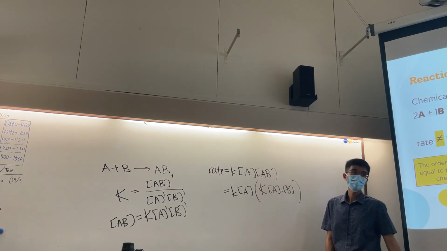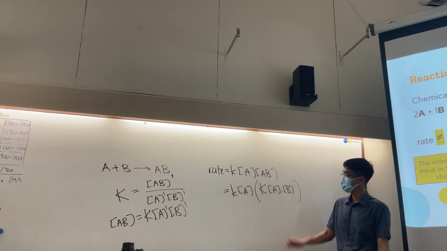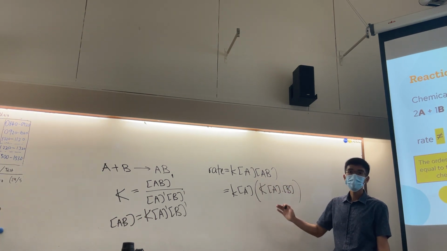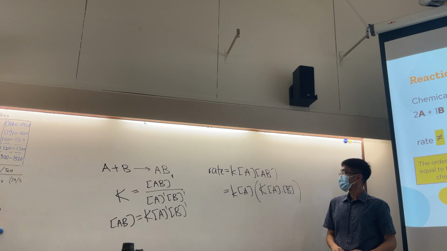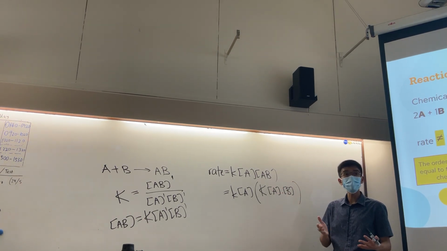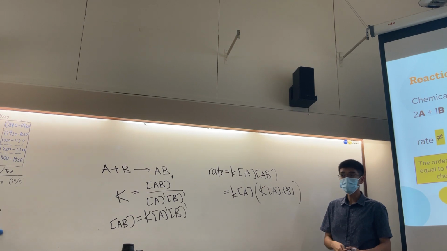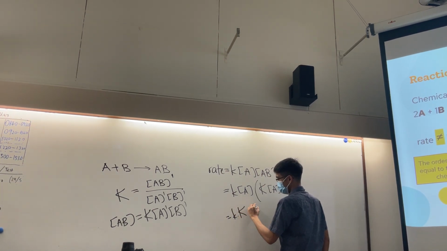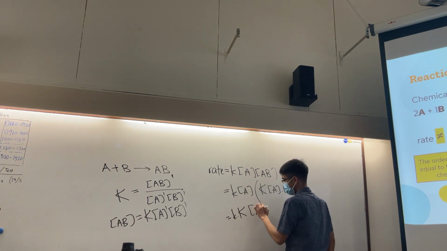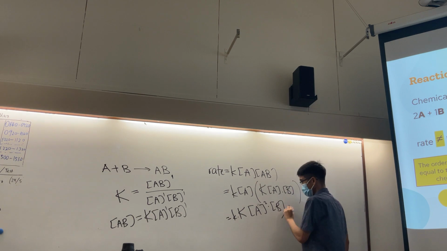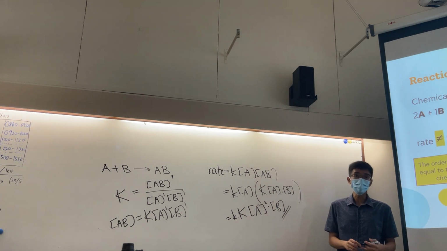Is this correct? You just do the math on it. You're just substituting AB as that. Is this correct? Up to this point, is it mathematically correct? Yes, I haven't simplified it. Okay, so this will be your final rate equation.